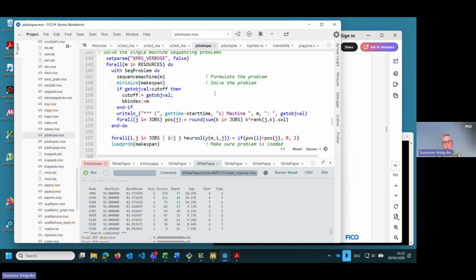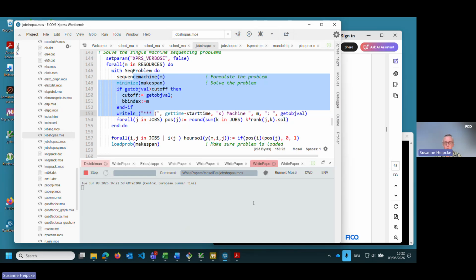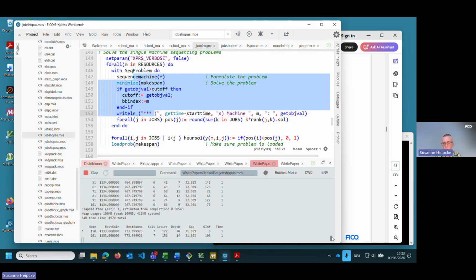Okay, so now coming to my job shop problem. Here I have exactly what I've shown previously. I have my sequencing of problems on the machine, and it's running through.